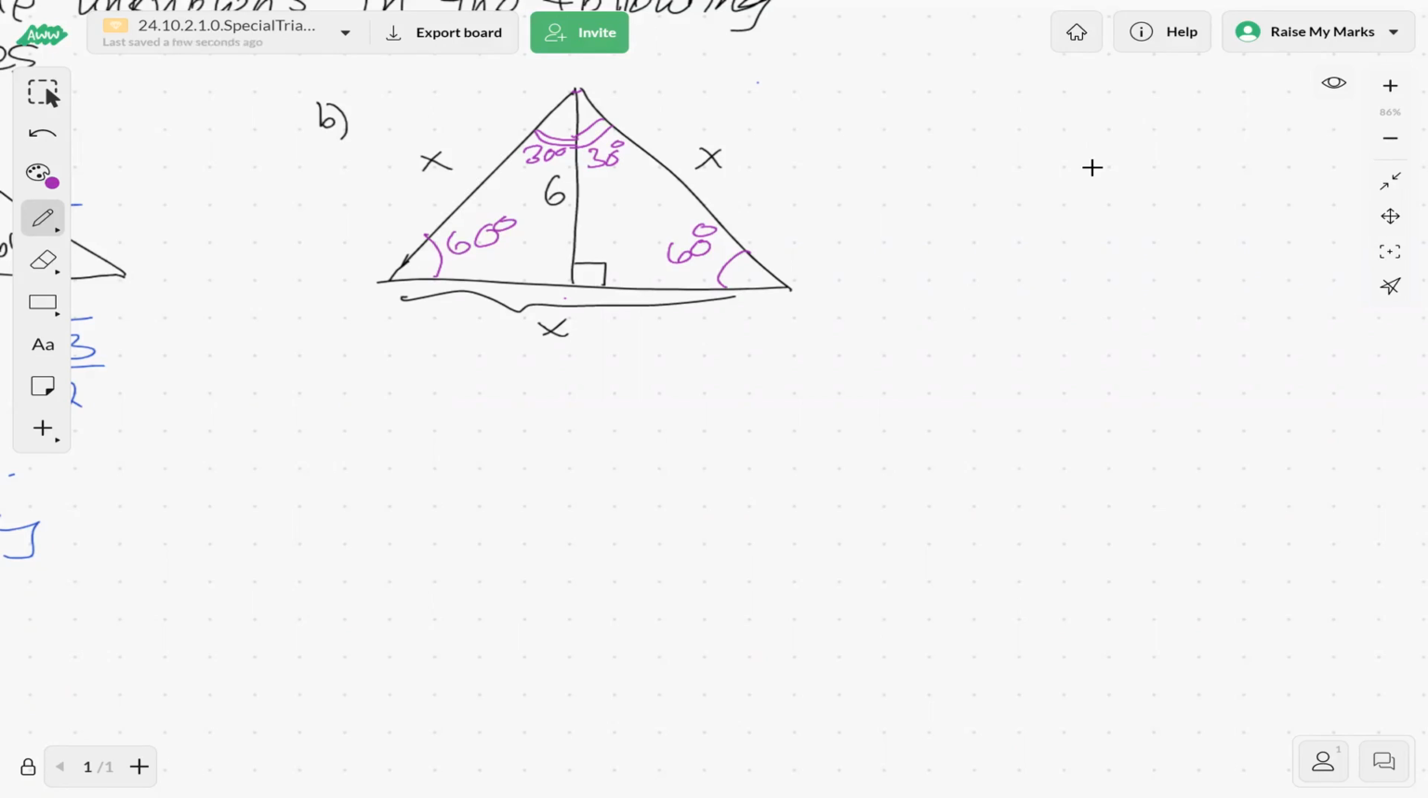So now we need to find x. So we know that perpendicular bisector, angle bisector, or side bisector is 6. So maybe we can use that in our special angles, from our special triangles, to find x. So let's use 60 degrees again. So sine of 60 degrees is opposite over hypotenuse, 6 over x, but that also equals, as we know, root 3 over 2.